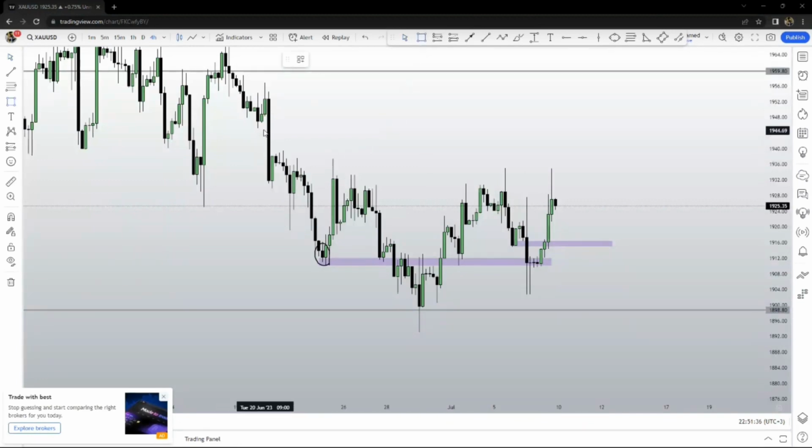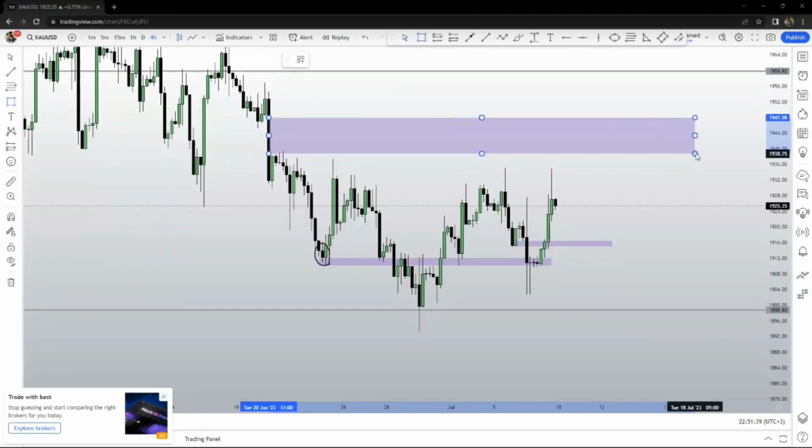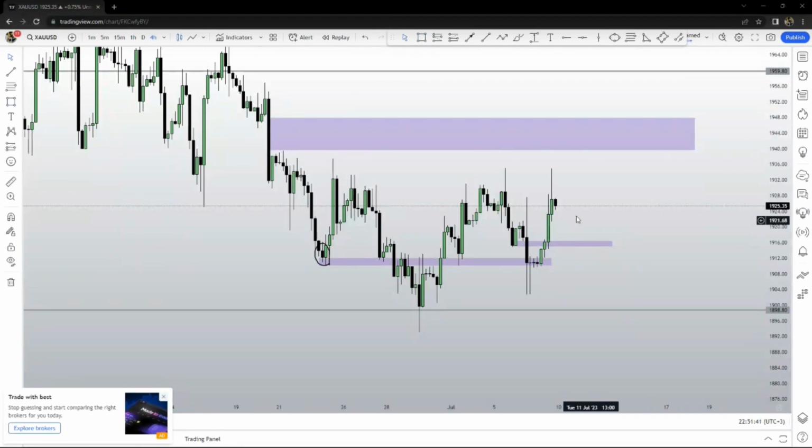So currently my target will be around here. This will be my target. Whenever I'm buying, I'll be targeting this level here, and I know whether next week or the week after, we're going to reach that target.